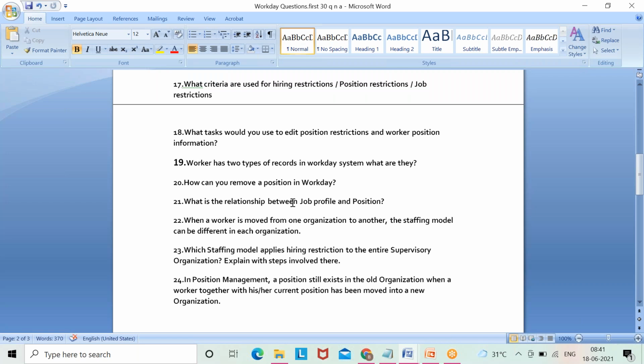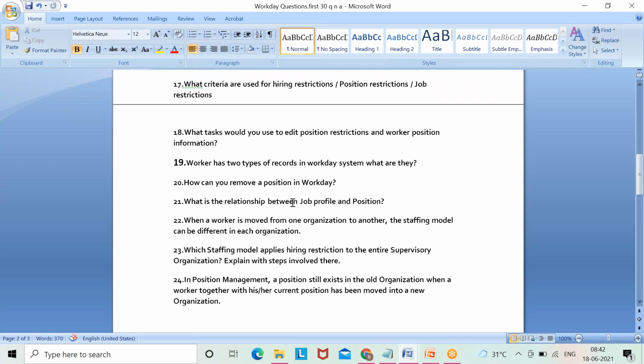It might come up as a question if you're applying for an entry level job. A position management employee can move to job management, and a job management employee can move to position management. Both are possible, but there are limitations. We will talk about examples during the change job process: promotion, transfer, relocation, and also moving employees between different staffing models.